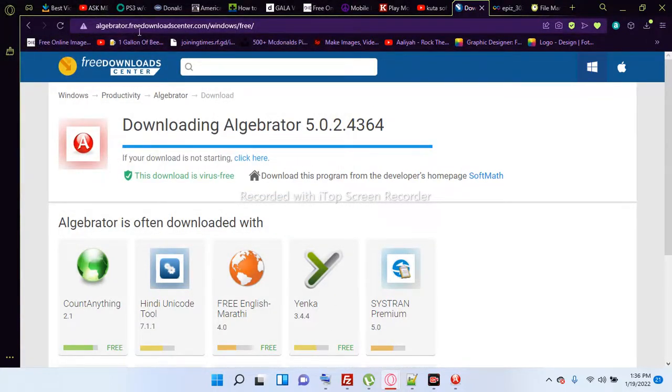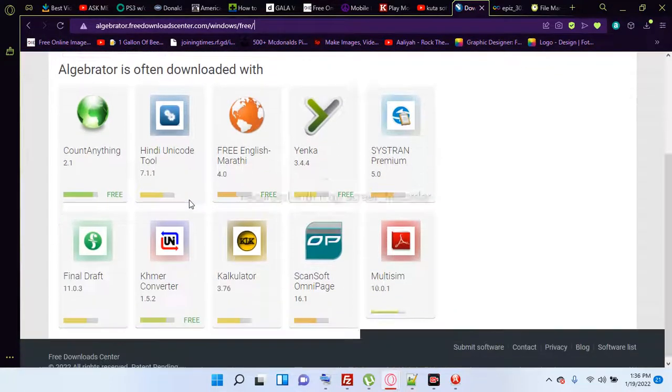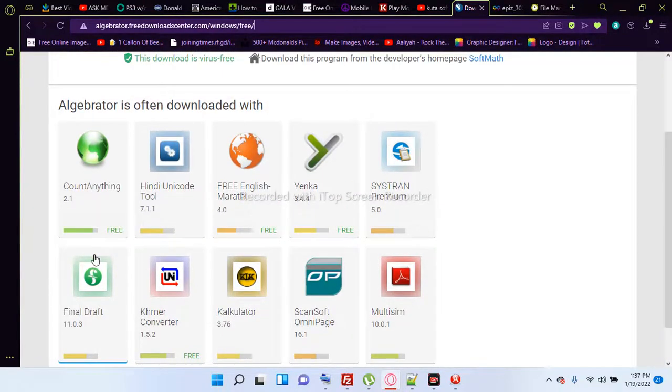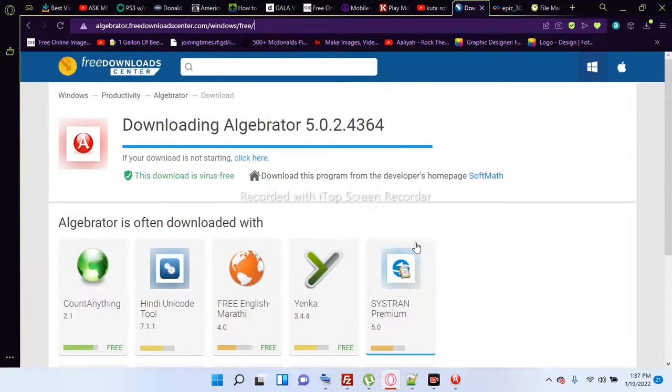Algebrator.freedownloadscenter.com/windows/free/, and you'll see downloading the Algebrator 5.0.2.4364. But like I said, you have other stuff here that you can use and things you can get. It counts anything. This is what some nerds go out there and do. They make all this stuff for you, and this is how we get down, us nerds.